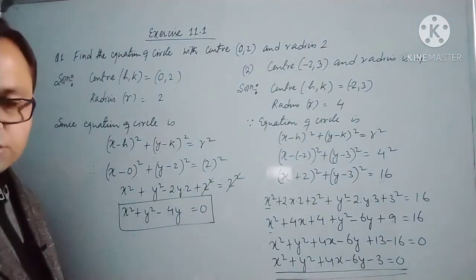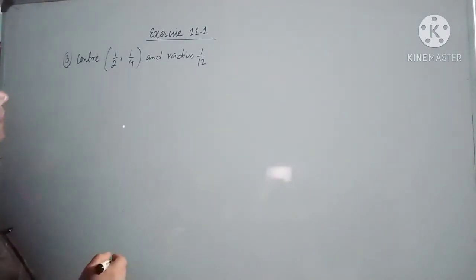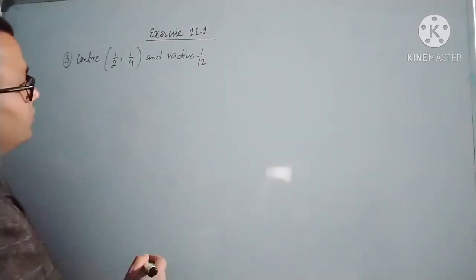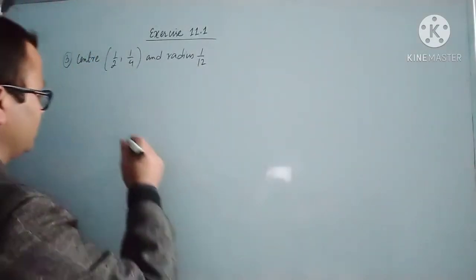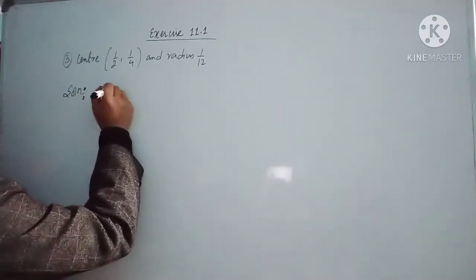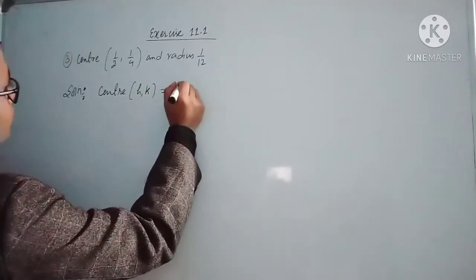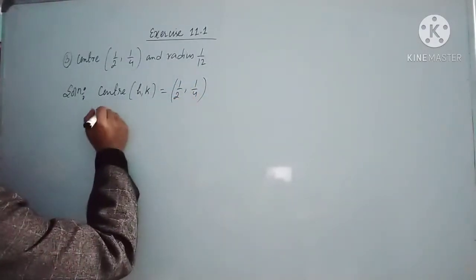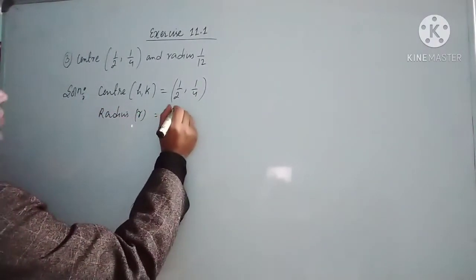Okay, the next question is: center is (1/2, 1/4) and radius is 1/12. So we need to find the equation of circle. In the solution, center (h, k) equals (1/2, 1/4) and the radius r is 1/12.